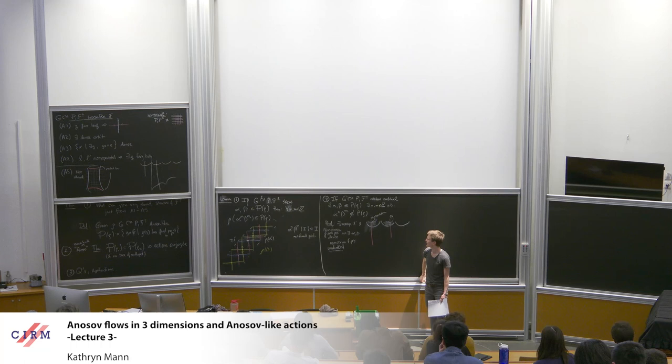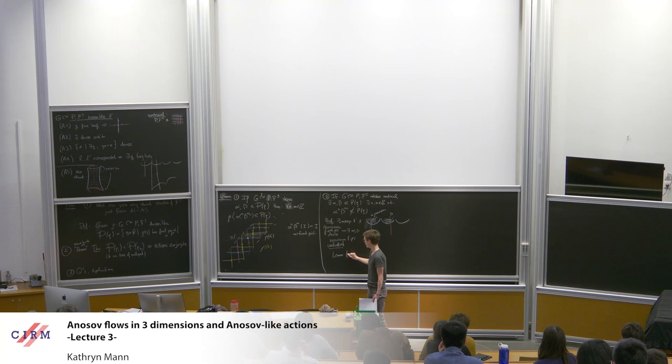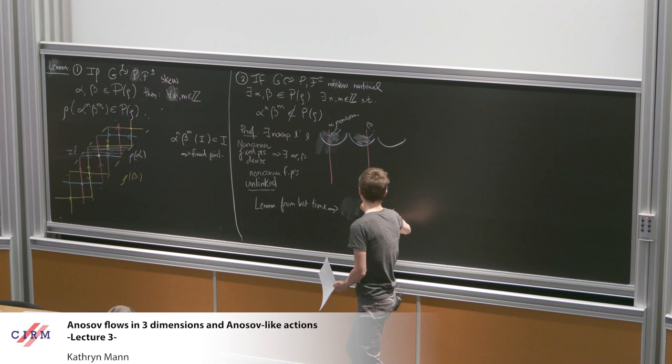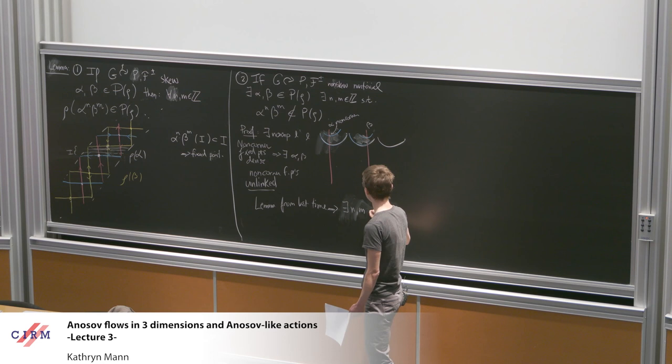Okay. Now we run the proof from last time. The conclusion says that for some high power, it just gave us existence. As a proof by contradiction, there exist some n, m so that alpha to the n and beta to the m do not have a fixed point in the plane.